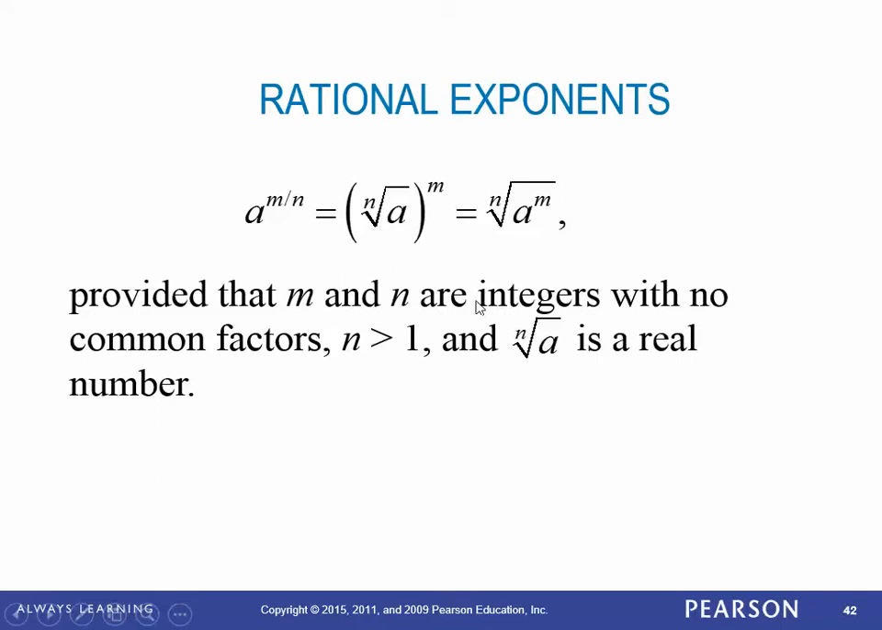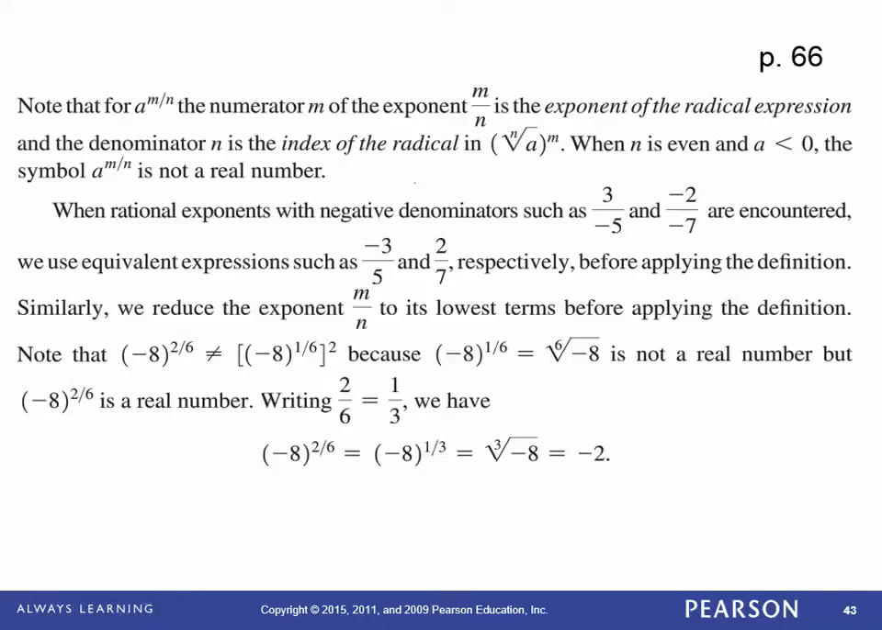Okay, but we have one little extra thing to talk about, very important, especially when we start solving equations. And again, this is something that students miss quite often, but I want us to get it, okay? So it says, note that for m over n, the numerator m is the exponent of the radical expression. It's on page 66. You may want to read it over again just to make sure you understand this. And the denominator n is the index of the radical. Yeah, we got that already.